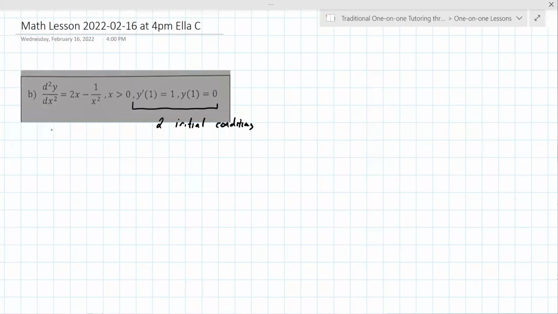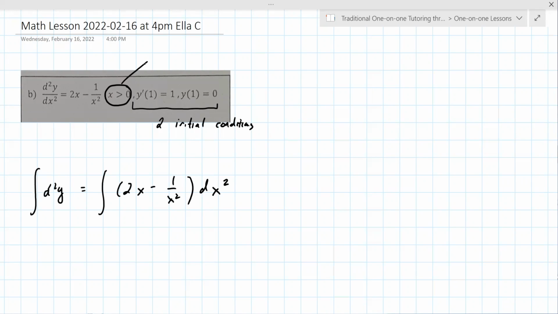Okay, so with a little rearranging here, it's the integral d squared y equals the integral of 2x minus 1 over x squared dx squared. And x greater than 0, not sure why this was put in. We'll maybe find out in a moment, but that's just extra information. So on the left, when you integrate the second derivative, you get the first derivative. And on the right, you have to use a power rule. If it helps, you can rewrite it as this before you take the integral.